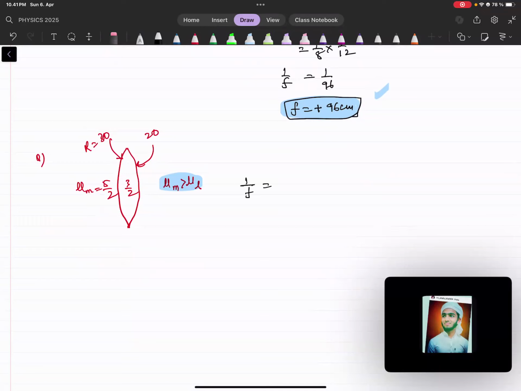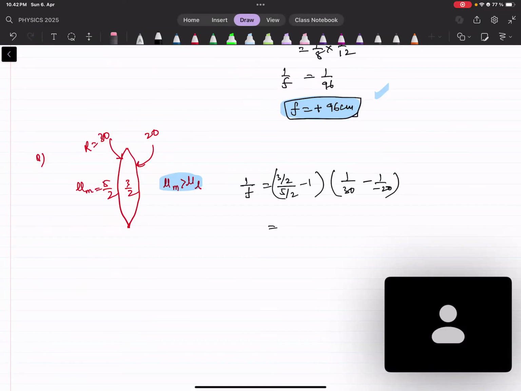1 by f will be equal to 3 by 2 divided by 5 by 2 minus 1, into 1 by R1, where R1 is 30, minus 1 by minus 20. So this will be equal to how much? Minus 1 by 30. So 3 by 2 divided by 5 by 2 minus 1 is minus 2 by 5, into this value, which is 1 by 12, as we got the LCM previously. So 1 by f: 2 ones are 2, 6 fives are 30. So f will be equal to minus 30 centimeters. Got it?